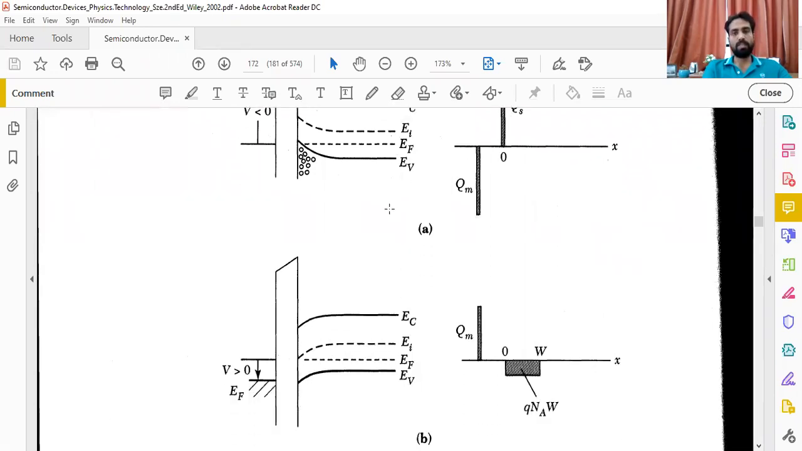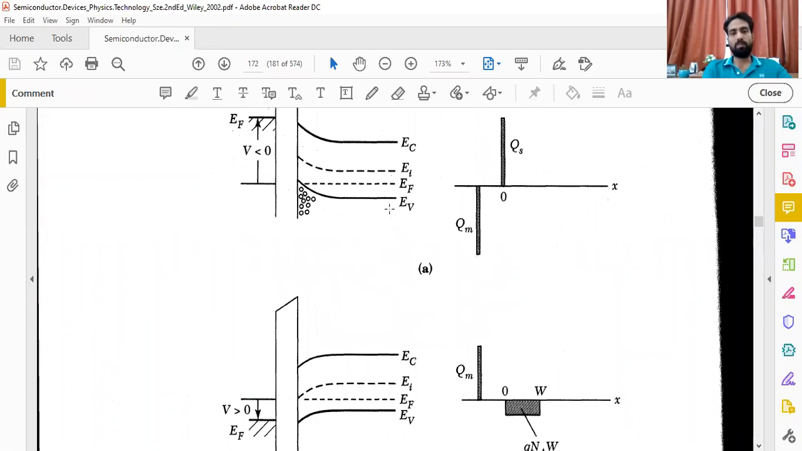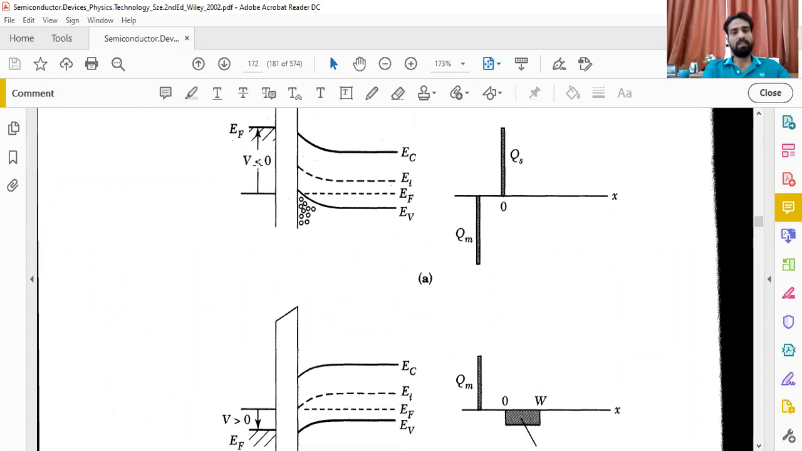See, this is the very first case when we are applying a negative bias voltage here. So this is a very good case under V less than 0. Here we have this Fermi energy level, and this kind of situation has happened.